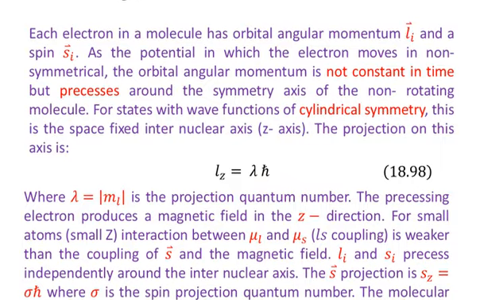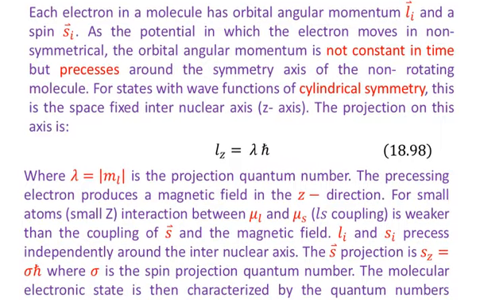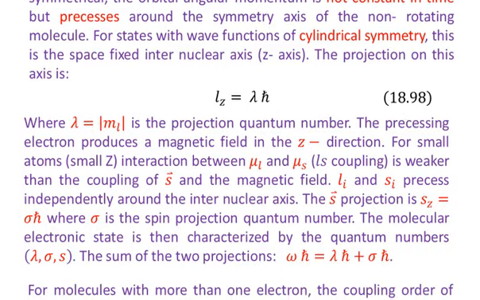In atomic physics, we normally talk about Lz. In molecular physics, we talk about the projection of L on the z-axis, or the internuclear axis, that is the axis between the two nuclei. We talk about the projection quantum number lambda, and we don't talk about Lz much in molecular physics. So in molecular physics, we shall be talking about lambda, which is the projection quantum number.